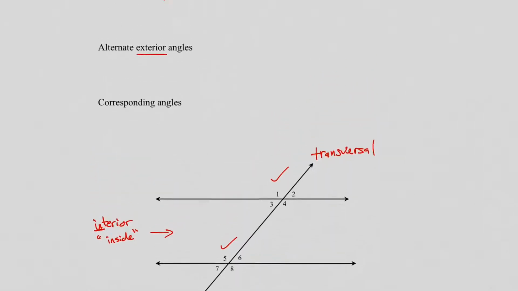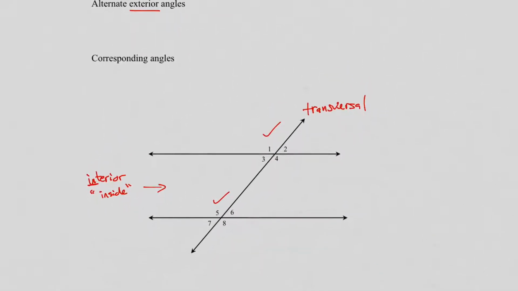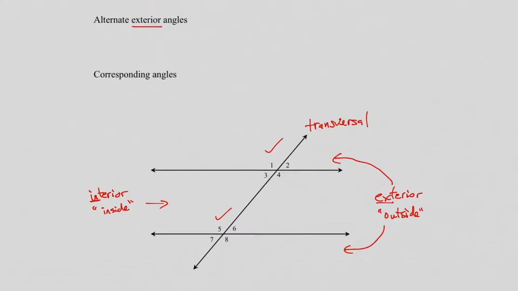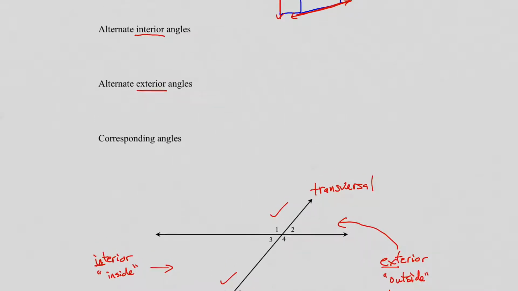And then when we mention the word exterior, we're talking about the opposite. So basically, exterior, X meaning outside. So those are the angles out here. Okay, so in this case we have angles 1 and 2 are exterior, and angles 7 and 8 are exterior. Okay, so now you have an idea what I mean by these 2 words.